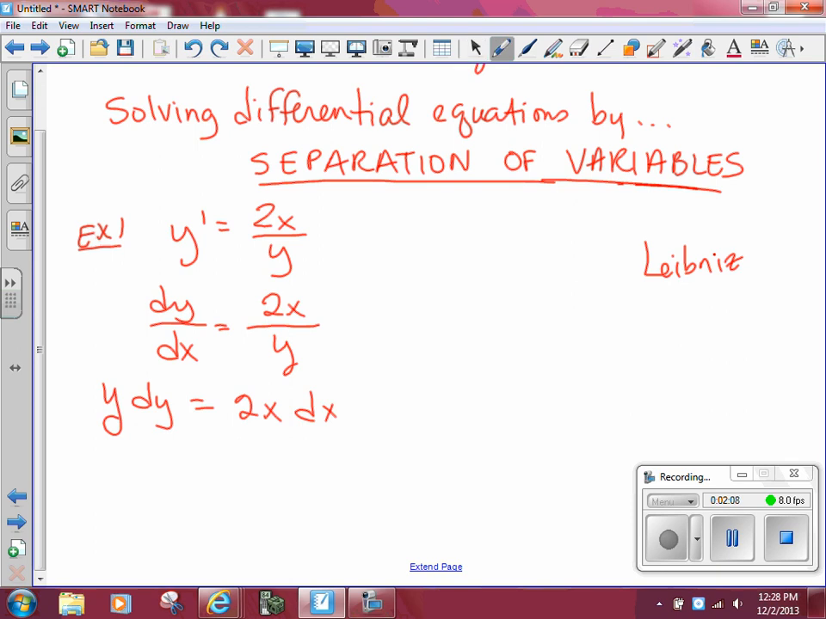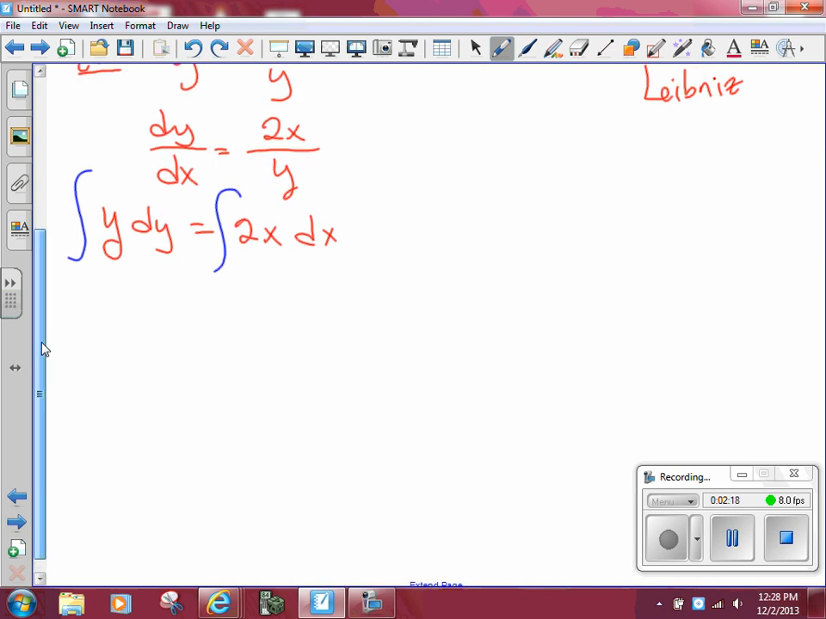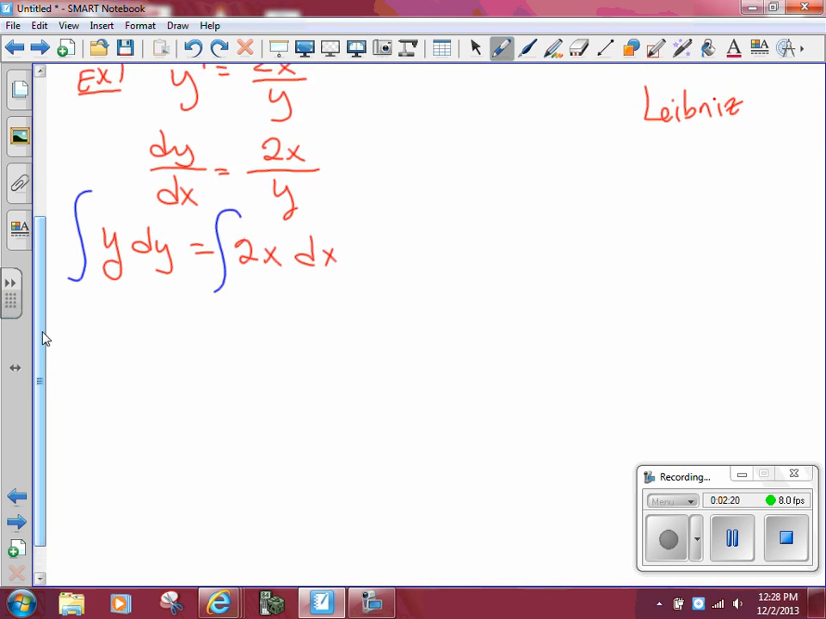Because what I do to one side, I'm going to do to the other. I so am going to integrate both sides. How do you integrate y dy? Is it y squared over 2? Hey, what am I going to do with integrating 2x? We would bring the 2 out, and the x would be x squared over 2, correct?